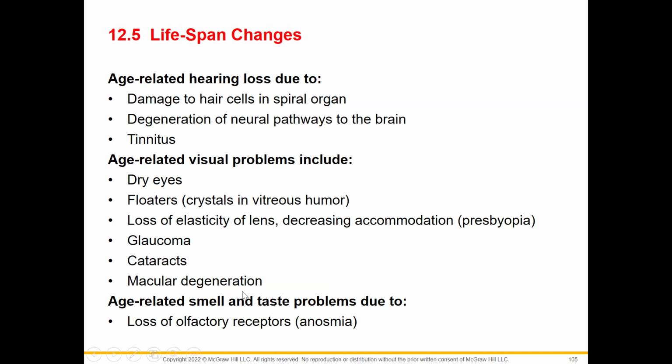Then you have macular degeneration, so breaking down of the macula, breaking down of the retina. That can cause age-related visual problems. And then there's age-related smell and taste problems due to loss of the olfactory receptors. So olfactory receptors get damaged or die, just due to age, I guess, age or damage.